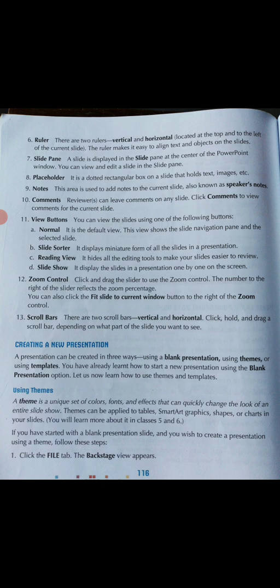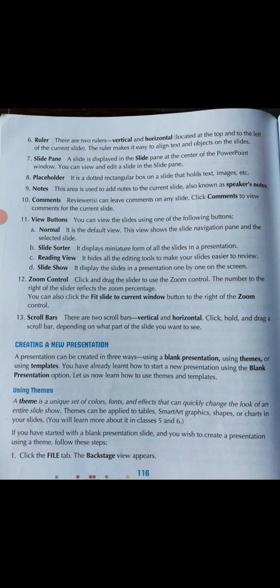Position of what? Position of your text, alphabet, words or images, pictures. Clear? So how many types of ruler are there, students? There are 2 types of ruler. One is your vertical ruler and the next one is your horizontal ruler. Clear? Then you will come to the 7th one. 7th one is your slide pane. A slide is displayed in the slide pane at the center of the PowerPoint window.